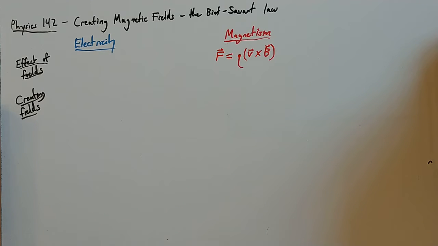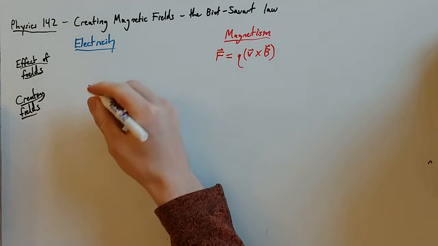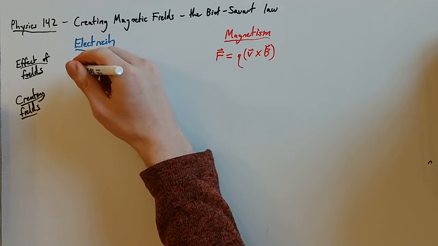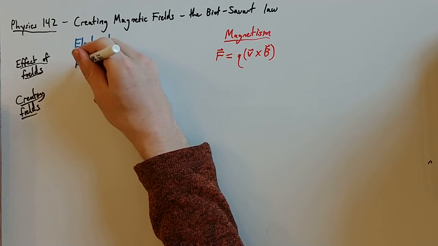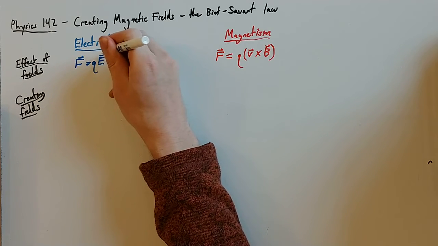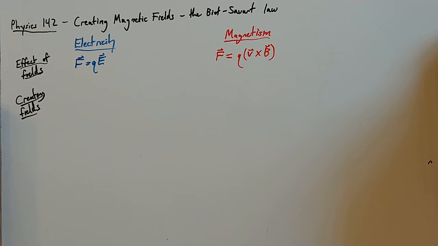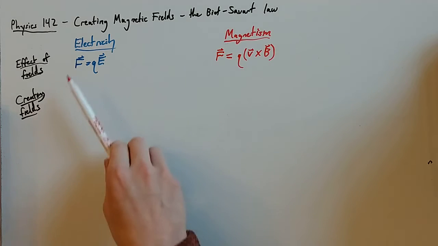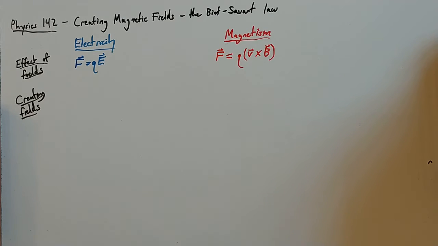This is in contrast with forces from electric fields, right? Forces from electric fields just depend on the amount of charge, and they go along the electric field lines. Force is in the direction of the electric field. So with magnetism, the effect is this perpendicular force. With electricity, the effect is along the field lines.